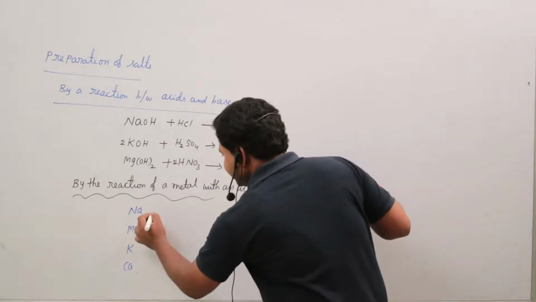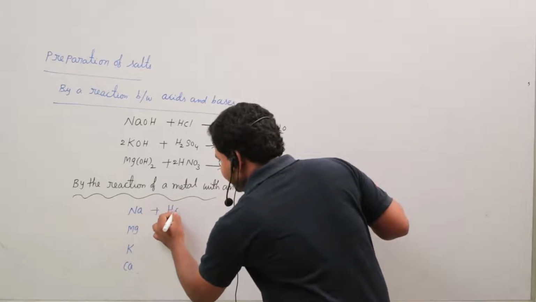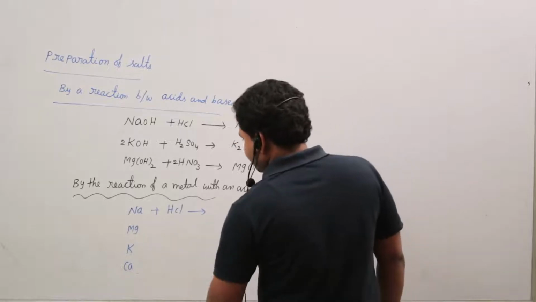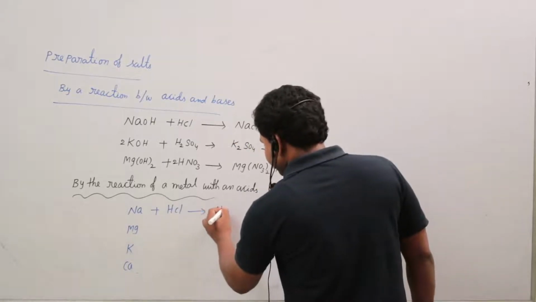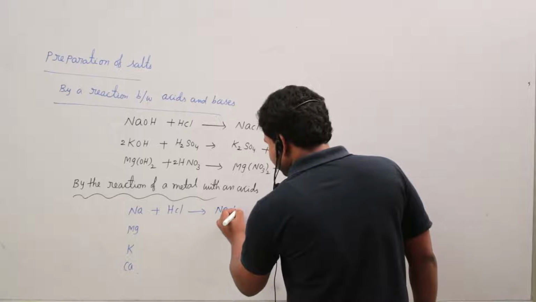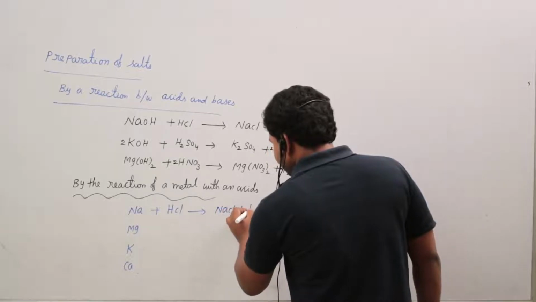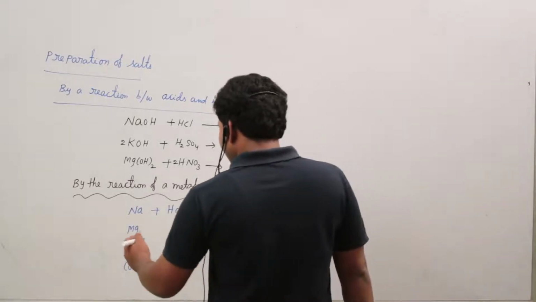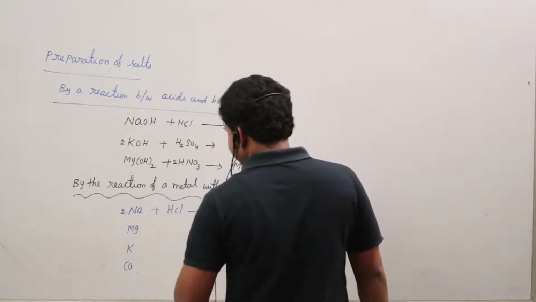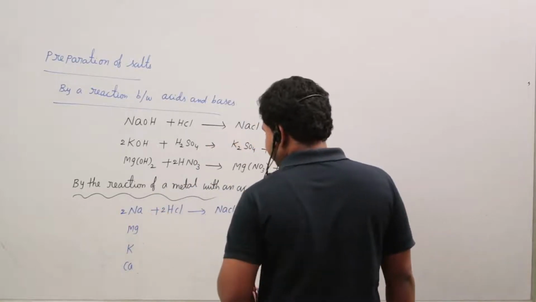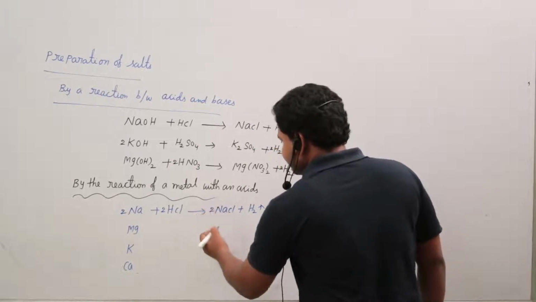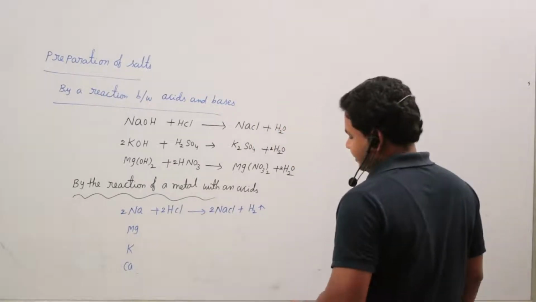Sodium is reacted with hydrochloric acid to the formation of sodium chloride. Sodium chloride formula is NaCl and H2 gas is evolved. How to balance this equation? 2 moles of sodium is reacted with 2 moles of hydrochloric acid. Now we can get 2 moles of sodium chloride salt and H2 gas is evolved.